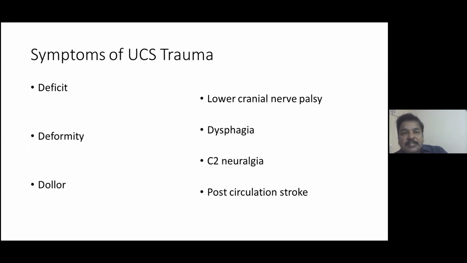Coming to the symptoms of upper cervical spine trauma, you have the classical 3Ds, that is deficit, deformity, and dolor, that is pain. And the signs which are specific to upper cervical spine trauma are lower cranial nerve palsies, dysphagia, probably because of lower cranial nerve palsies or prevertebral hematoma, and some special signs of C2 neuralgia. And sometimes patients may present with a posterior circulation stroke because of vertebral artery dissection.